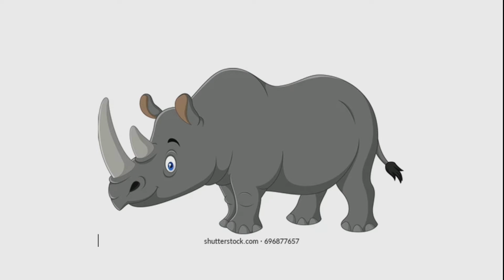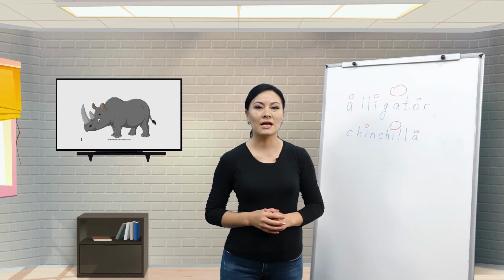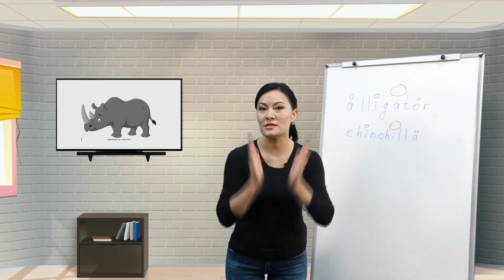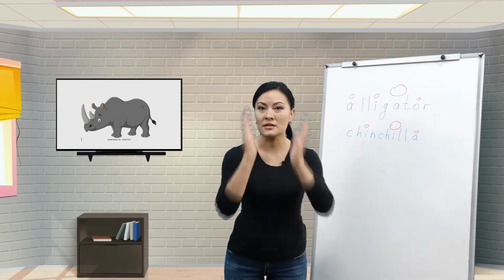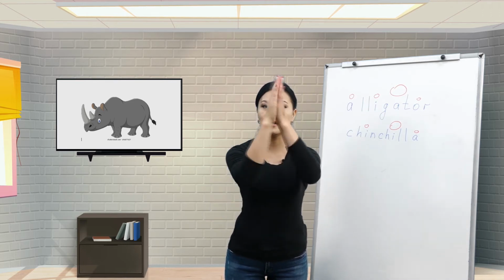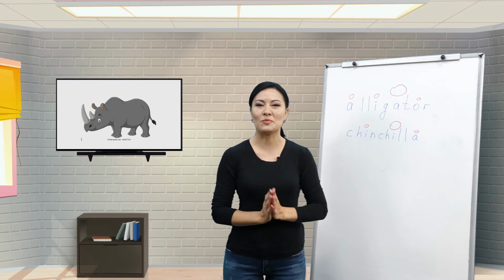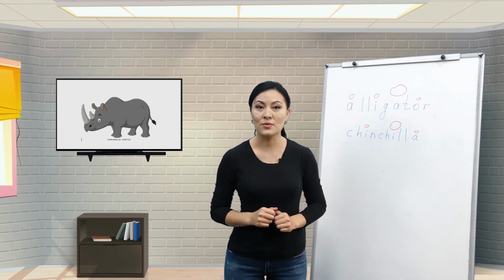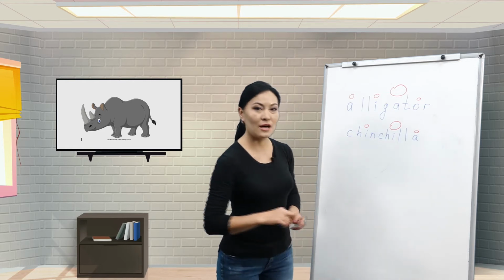What's this animal? Yes, it's rhinoceros. Rhinoceros. Let's clap the word together. Rhinoceros. Good job. Can you clap yourself? Great. Let's write the word on the board. How do you spell it?